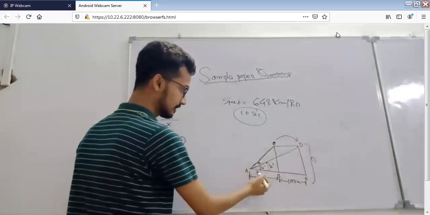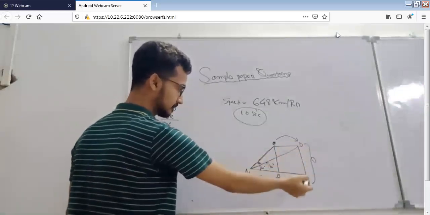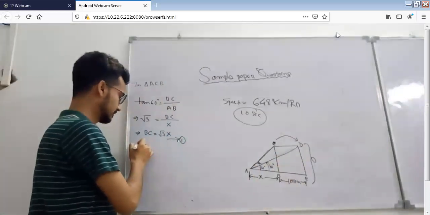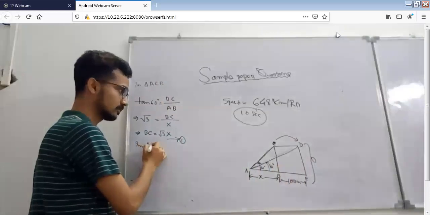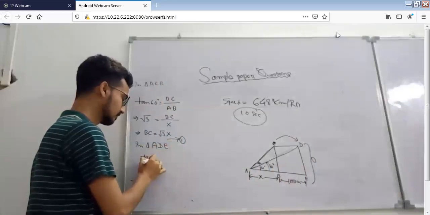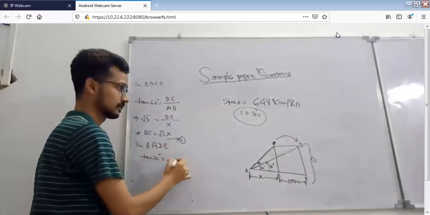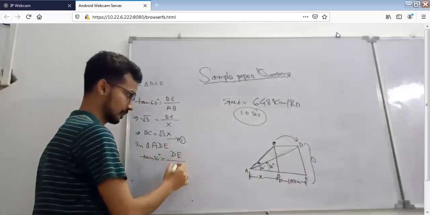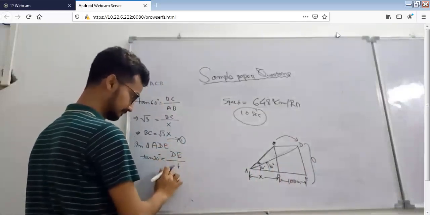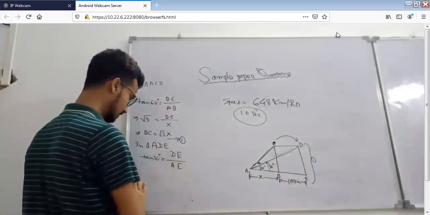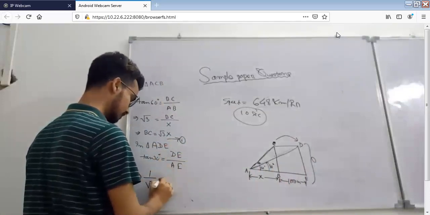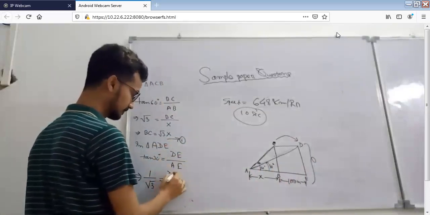Again, if you see the bigger triangle, that means ADE. For this triangle ADE, this is 30 degree. So for this triangle, DE is perpendicular and AE is your base. So again, in triangle ADE, your tan 30 degree is your DE by AE. Okay, so what is the value of tan 30? 1 by √3. What is the value of DE? You have to find DE.